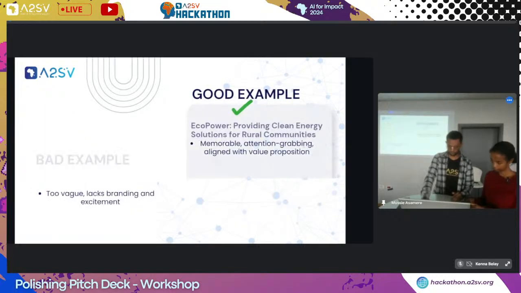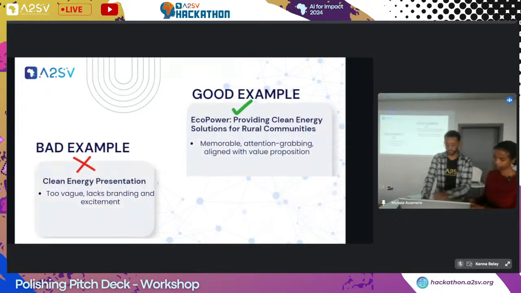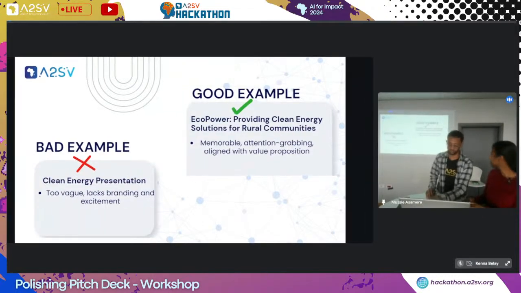So let's see the examples. Let's start with a bad example. Clean energy presentation. Let's assume that the project we're working with is clean energy related, but you can't really tell from this title, right? The title is Clean Energy Presentation, and it has nothing that goes along with it. So this is too vague, lacks branding or excitement. There is no brand associated with it. It doesn't identify with any kind of product or even the people that work with it. That's why this is a bad example.